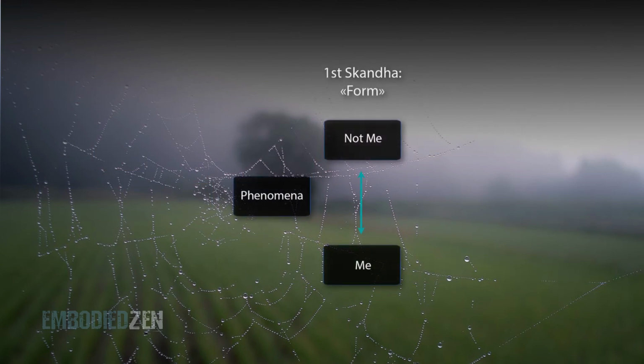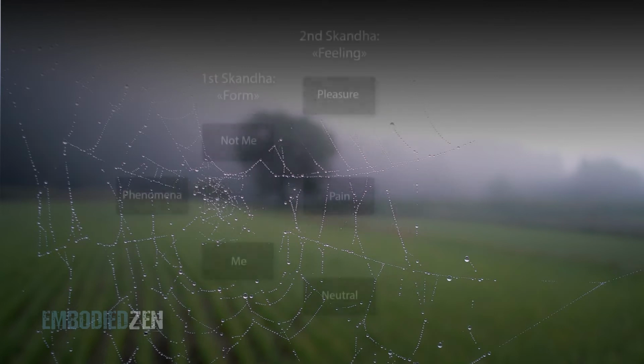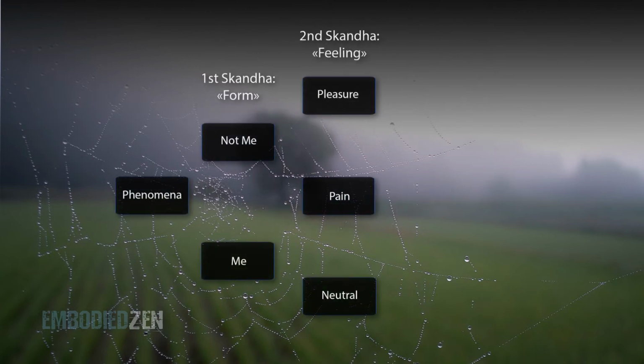the beginning of the very first skanda, form. Here is simply contact with raw phenomena. The next 4 Skandas all have to do with mental processes that all arise from this first point of contact. So in the second skanda, there's aversion to a phenomena, or attraction to it, or indifference. All 3 of these are mental reactions. They are software responses to the original hard phenomena.